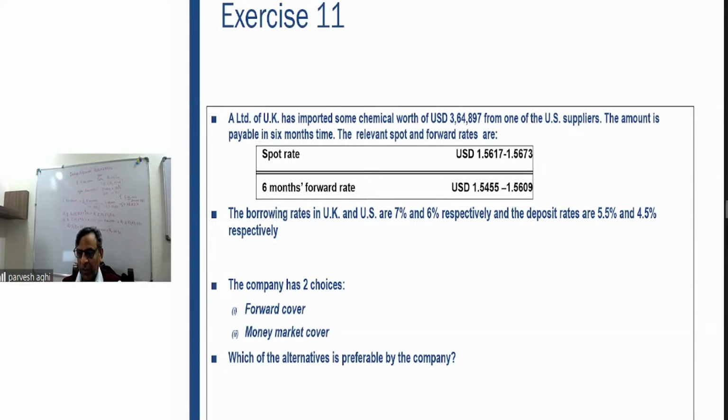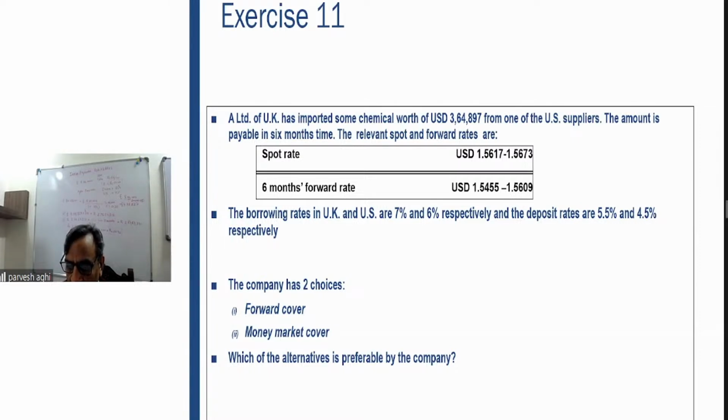The relevant spot rates and forward rates are given. Spot rate is given and the forward rate is given. And the rates are basically in terms of US dollars, both the 6 months rate as well as the spot rate. So that means it is 1 pound is equal to so many dollars. The rates are given in an indirect method, so we have to take the reciprocal to calculate the desired rates.